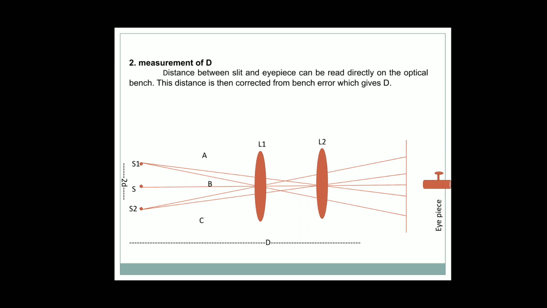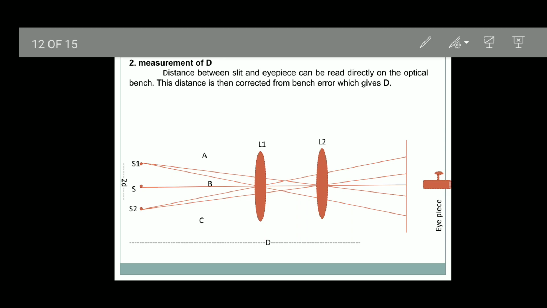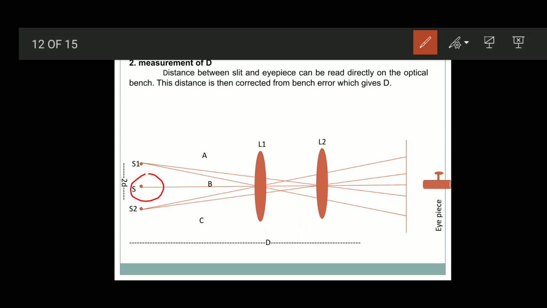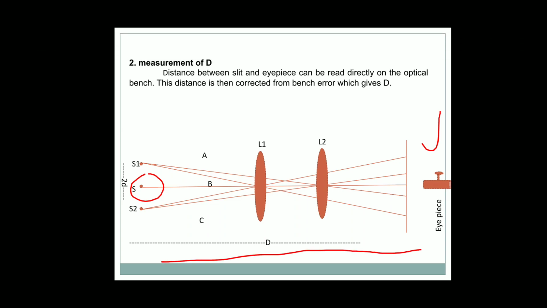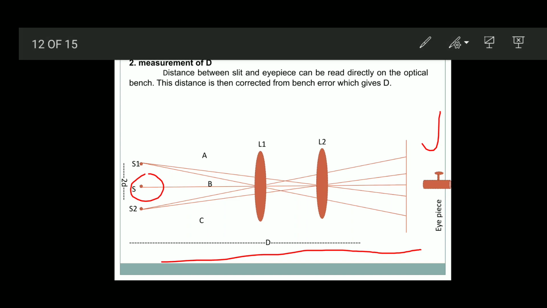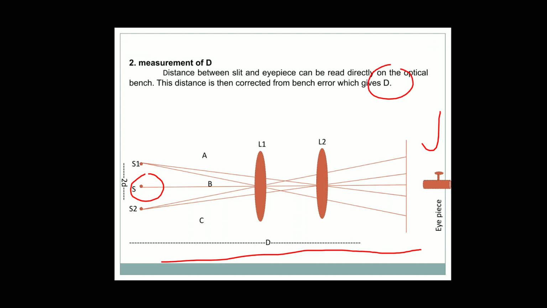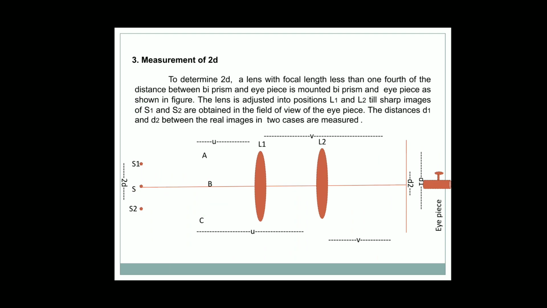And how can we measure capital D? We know capital D is the distance between slit S and eyepiece. This distance can be measured directly by using a meter scale or the scale on the optical bench. So capital D can be measured easily. And the third one is to measure 2d.